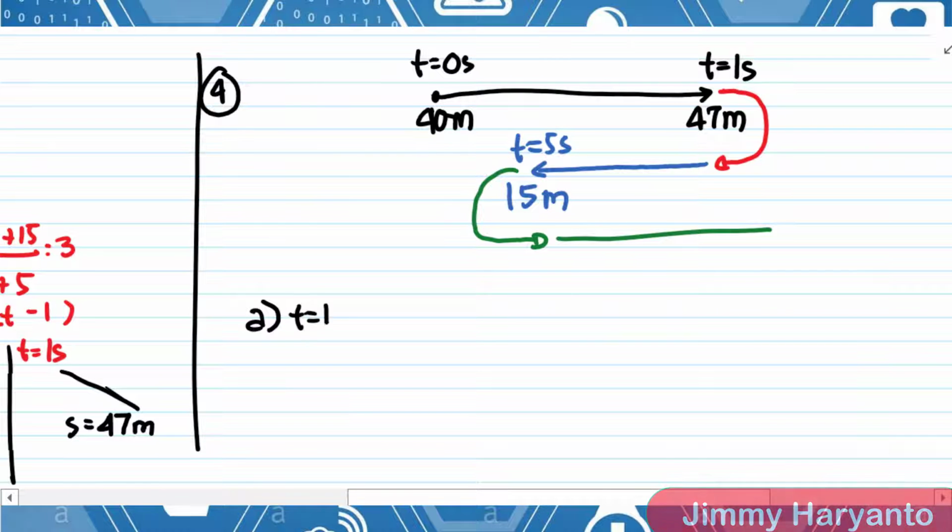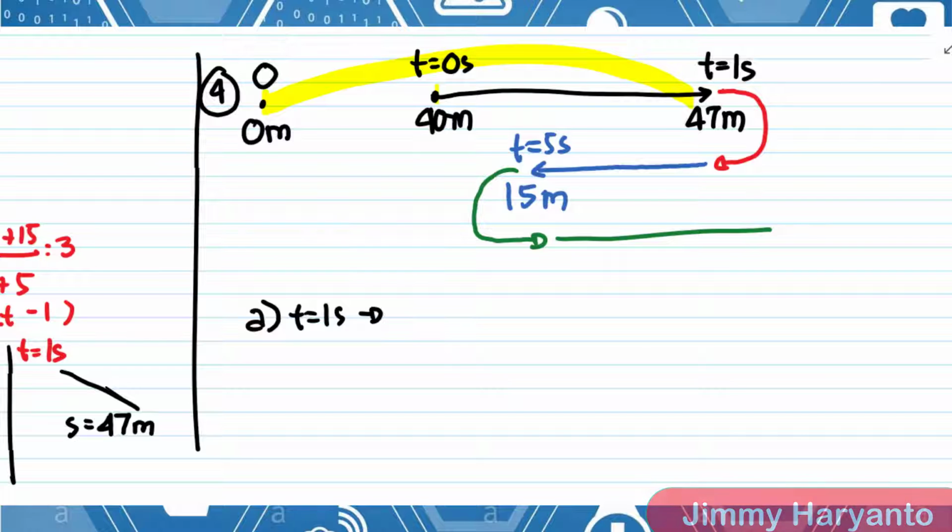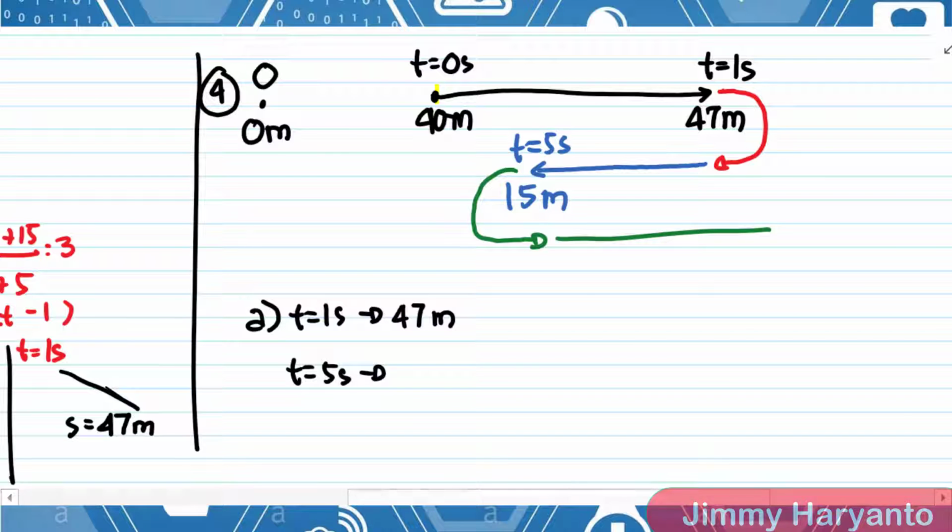So when t equals 1 second, that means the position of the object is 47 meters, and not 7 meters, from O. O is right here, 0 meters. Please take note that O is always 0 meters. From O means 47 meters when time equals 1 second, or you can say at the first instantaneously at rest, the distance from O is 47 meters. And for the second one, when time equals 5 seconds, the distance from O will be 15 meters.